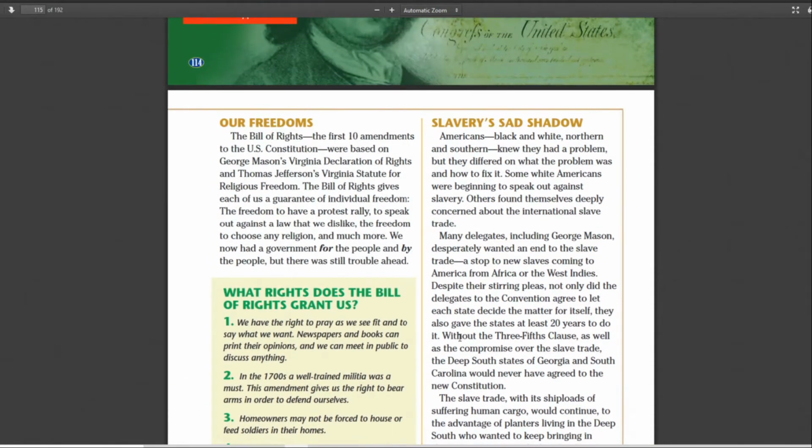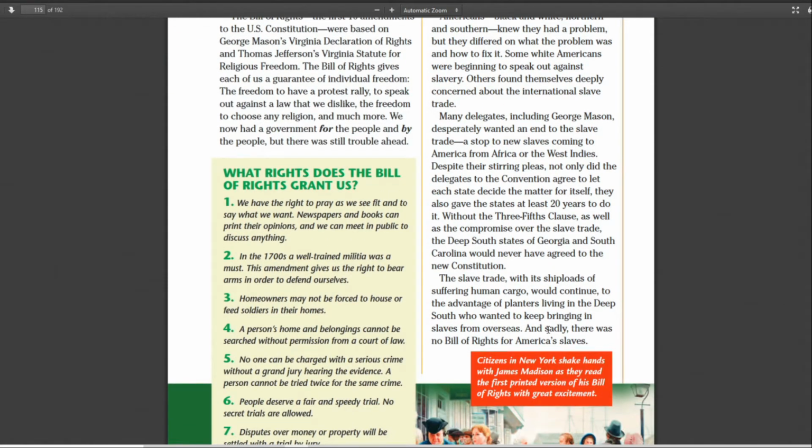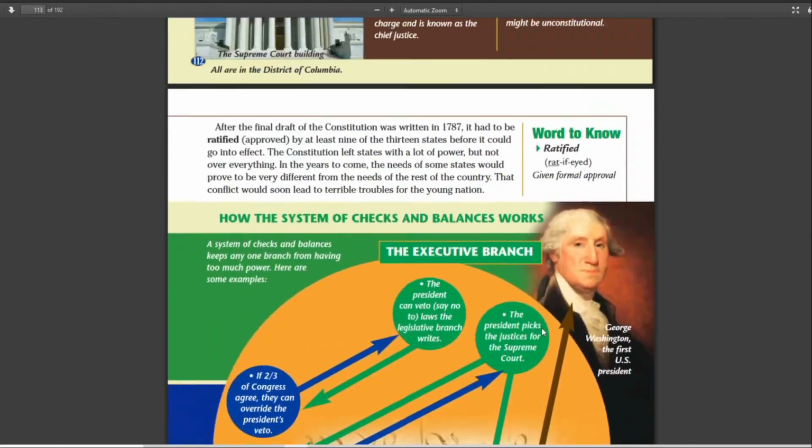And then finally, on this page here, they talk about the slave trade. George Mason was against the slave trade, even though he was for the ownership of slaves. What ended up happening was they allowed the trade to go on for another 20 years, and slavery would continue to exist in America. So that effort, just like the 3/5 clause, was a failure, and continued the practice of slavery here in America, which was very unfortunate.